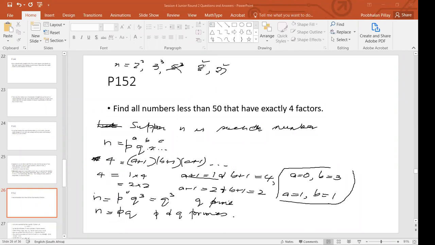And if you try these, you will see they've got exactly 4 factors. You can check it out. This has got 4 factors. This has got 4 factors. That takes care of the first one. The second one, you got n is a product of 2 prime numbers. And in this case, you have many, many numbers.